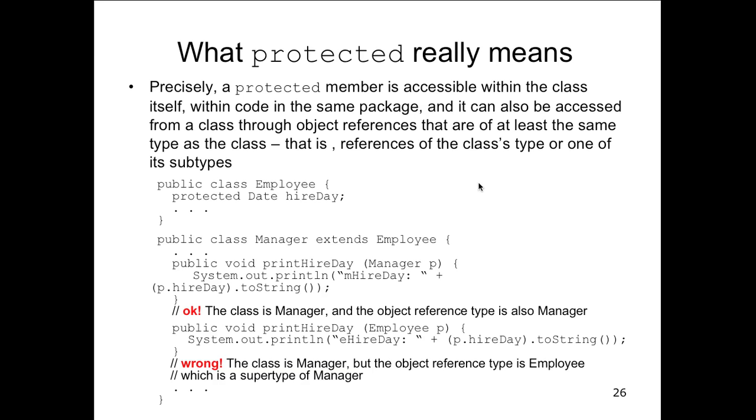What protected really means. Precisely, a protected method is accessible within the class itself, obviously, and within code in the same package. Good. And it also can be accessed from a class through object references of the class's type or one of its subclasses. It really does open up the door and make it public to everything. I'm not going to go through this example because we've seen protected being used already.